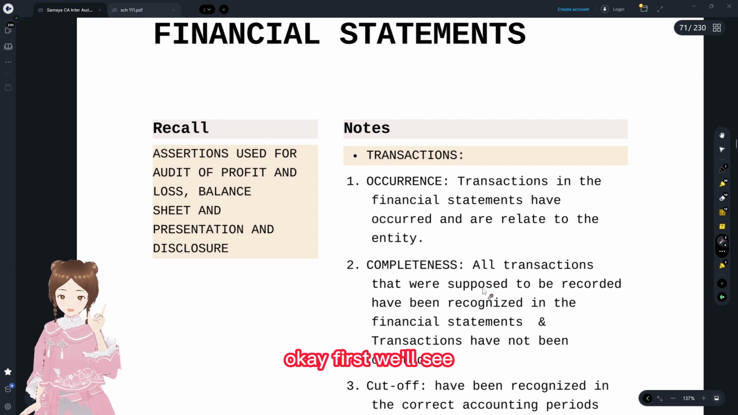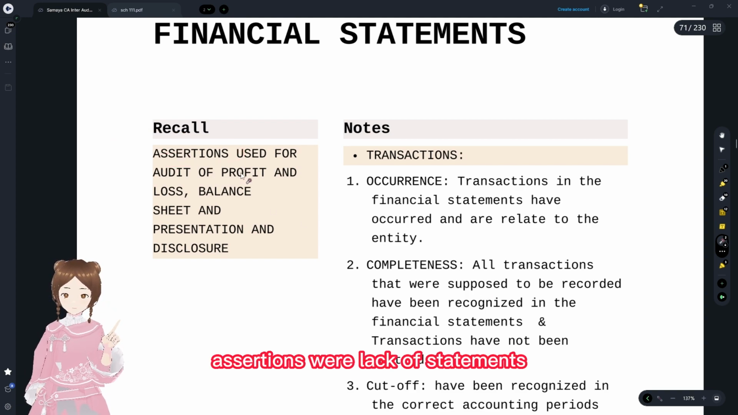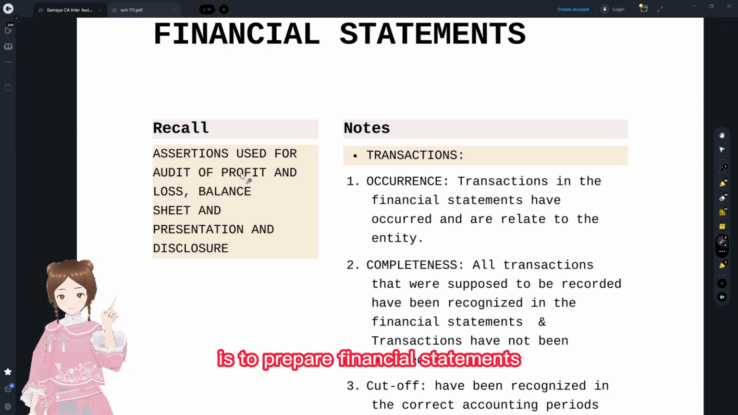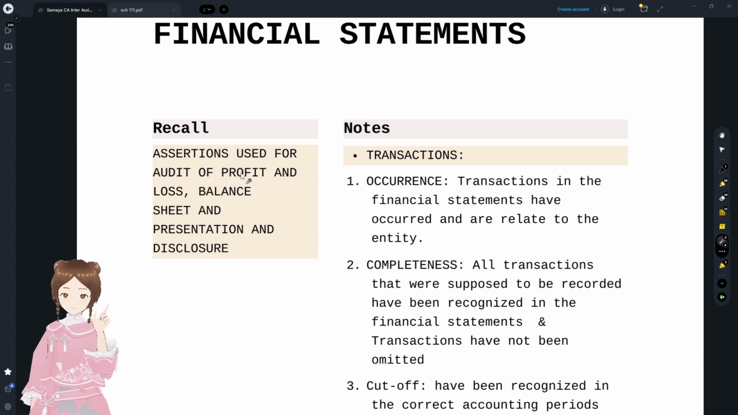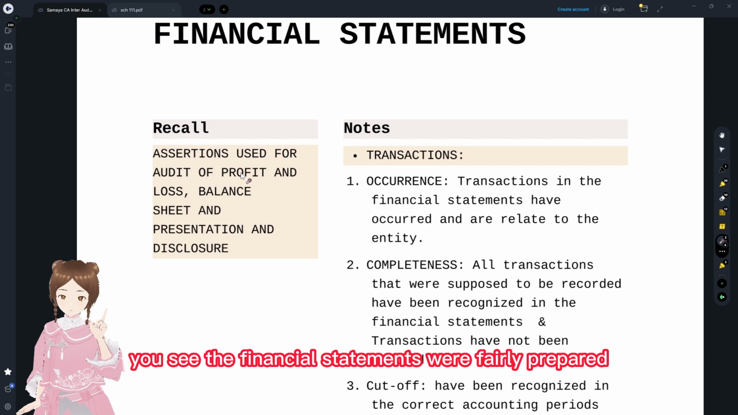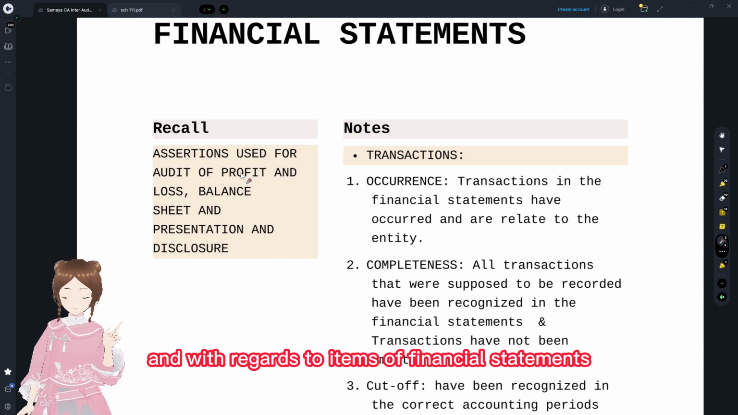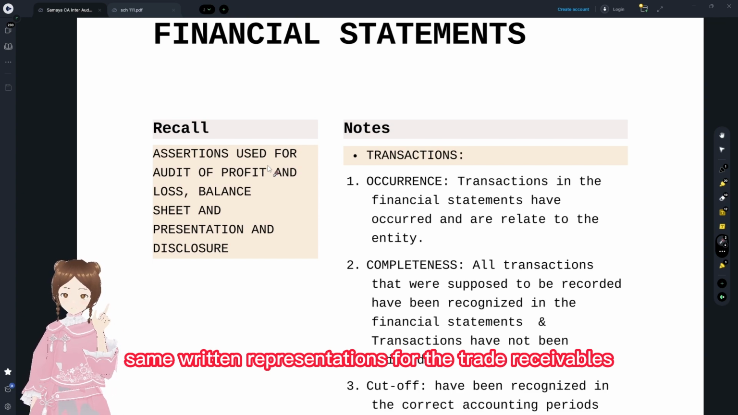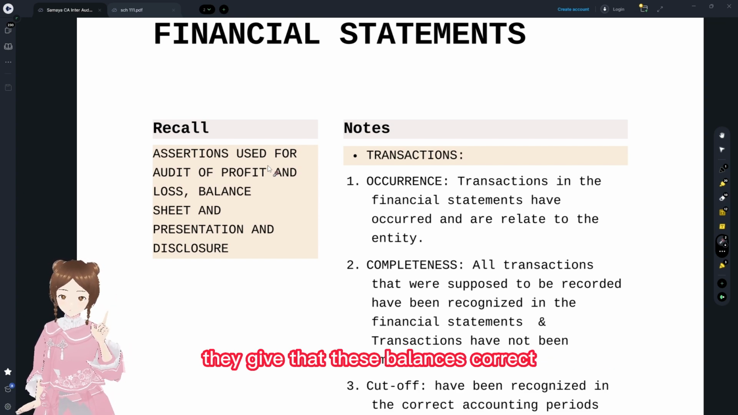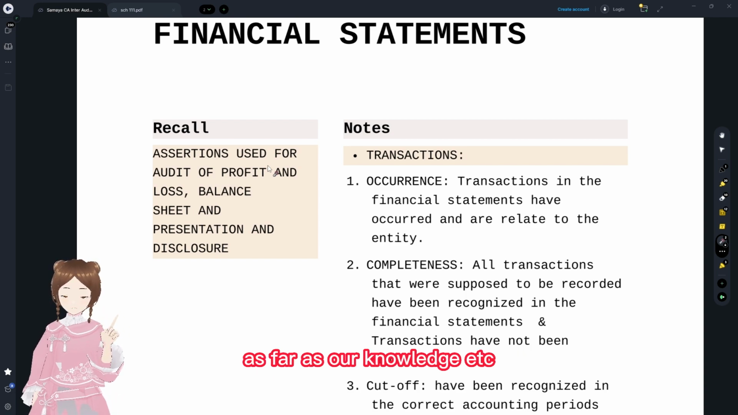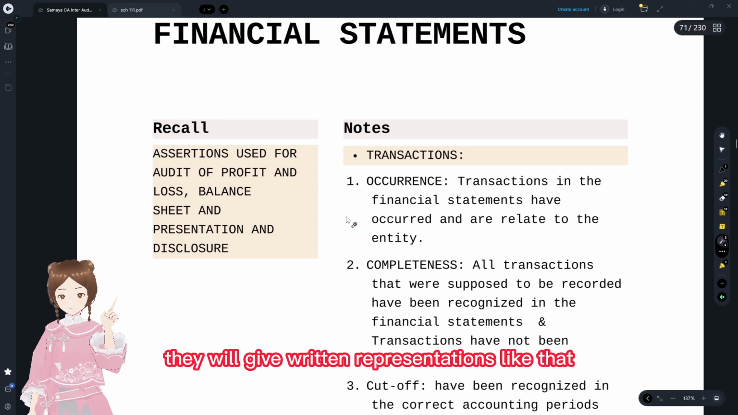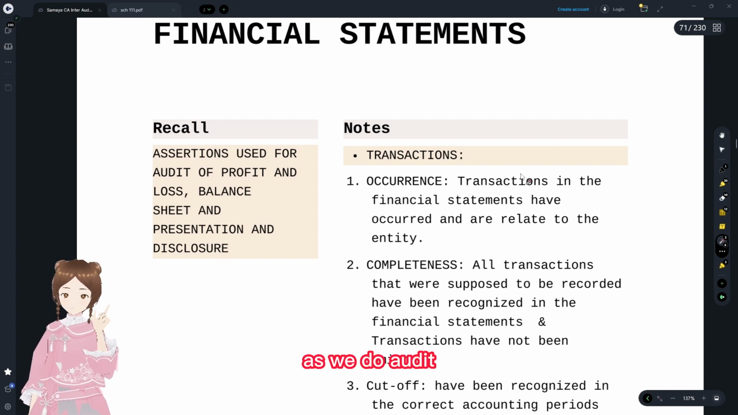First, we'll see assertions. Assertions are statements given by management. The responsibility of management is to prepare financial statements. They think about what assertions they'll give: that the financial statements were fairly prepared and accurate. With regards to items of financial statements, they give written representations, say for trade receivables, that these balances are correct as far as their knowledge goes. They give written representations like that for every item of the financial statements that we audit.